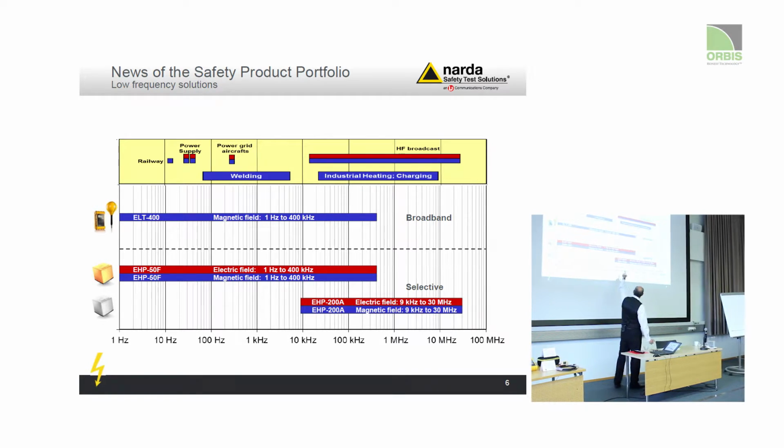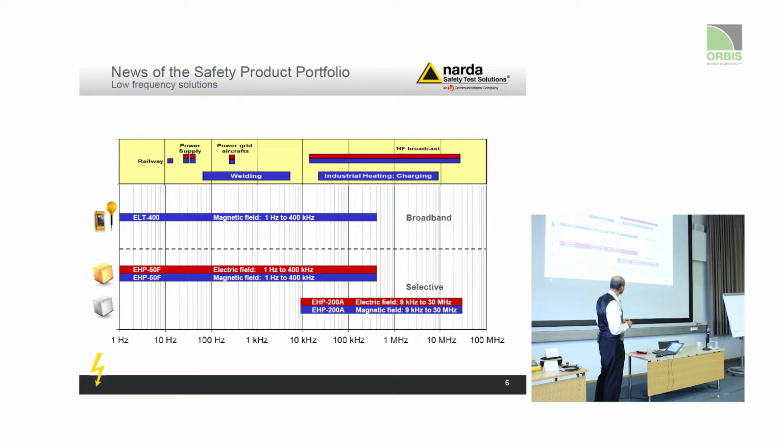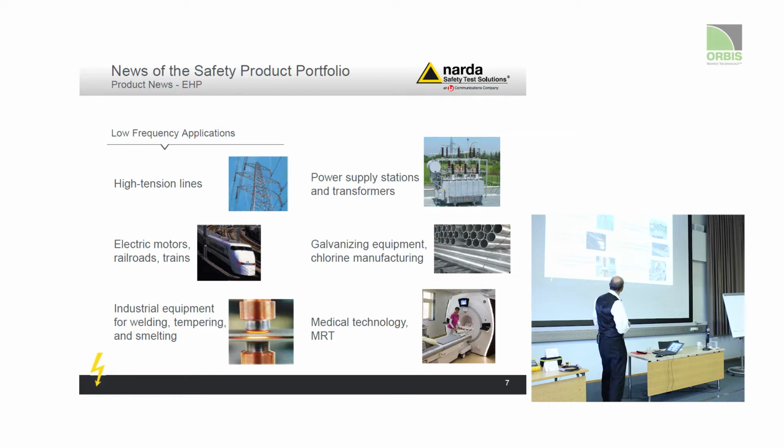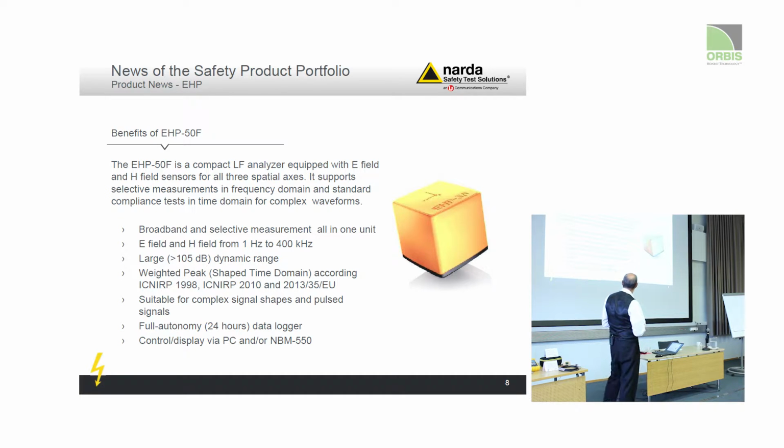Then we have another spectrum analyzer which looks almost the same. It's only gray. That is mainly developed for shortwave radio, also electric field and magnetic field up to 30 megahertz. And then of course for the higher frequency we have the yellow spectrum analyzer there. So the main applications are high power lines, railway, welding, tempering, smelting, magnetic resonance tomography, galvanization, power supply, transformers, so all that is in the low frequency range.